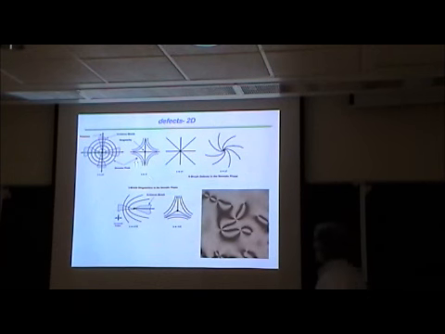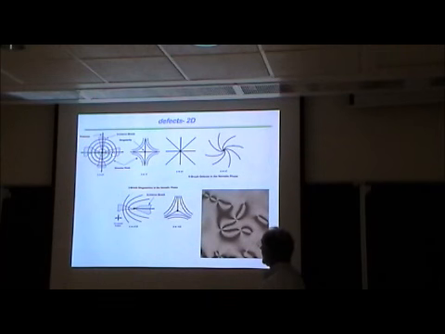Right, so the +1, if you're in cross-polarizer and analyzer and you rotate the sample, then nothing happens. The -1, if you rotate the sample clockwise, the brushes rotate counterclockwise. So that's how you distinguish. These patterns can be mapped out by manipulating polarizer and analyzer and rotating the sample.